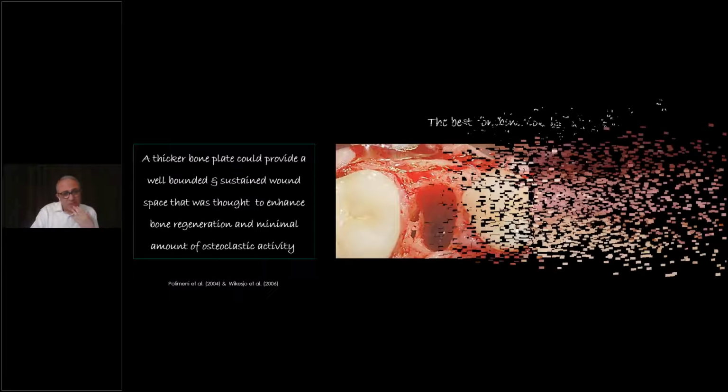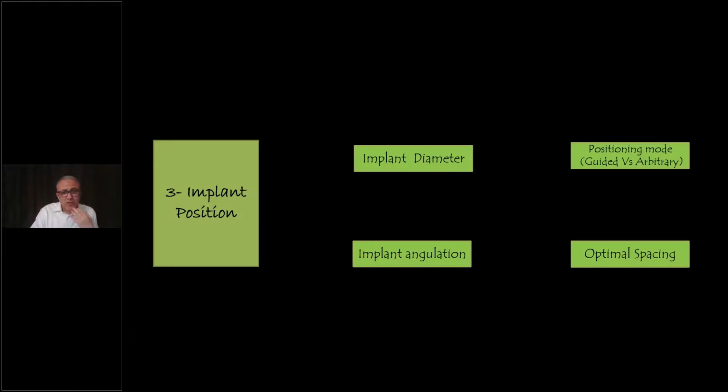One more thing, which is the implant position. Implant position has 4 different categories: the diameter of the implant itself, the selection of the diameter, the angulation, the spacing, and the guidance. How are we going to put all of these 4 issues together?